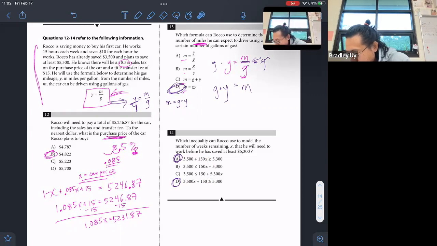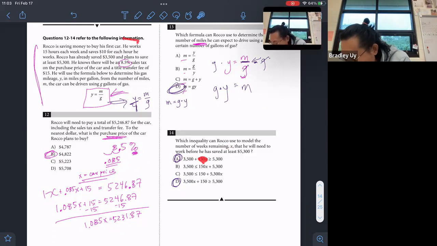Now, which is the right equation? He's already saved $3,500, it says, and X is weeks remaining. How many weeks he needs to go to continue saving up to $5,300? We would not need to multiply 3,500 times X. 3,500 is the set amount, his starting point in his bank. We are increasing the amount of money we save by $150 per week. Why is it $150 per week?